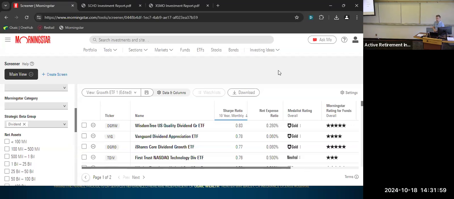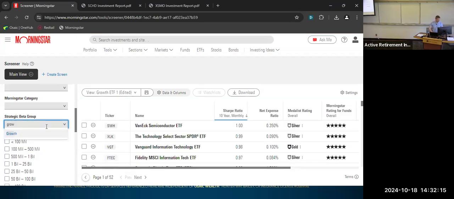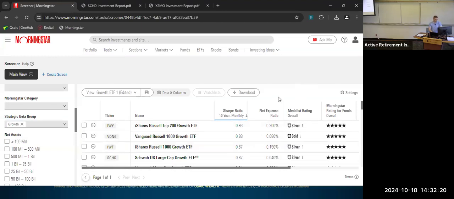My Sharpe ratio of 1? Yeah, I believe so. I think it's anything over 0. I don't know if I've seen anything over 1 before, or I guess it depends. I'm not sure. Maybe if we look at growth, let's see. Let's see what happens if we go to growth, because that'll probably tell us. The highest one here is 0.93, which is interesting.